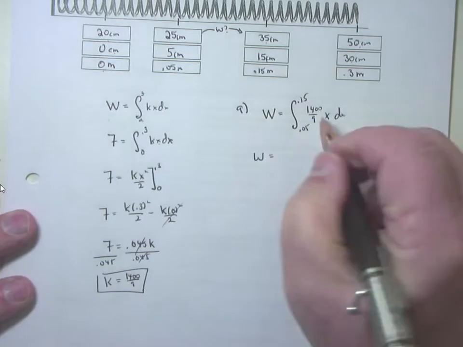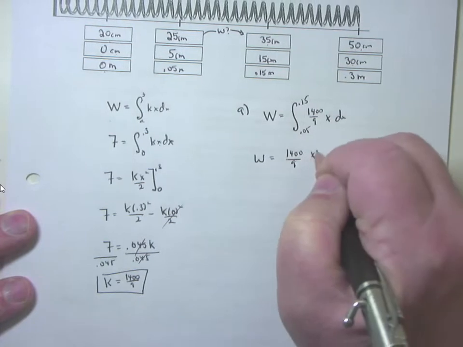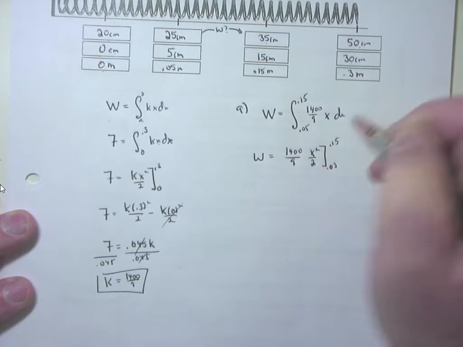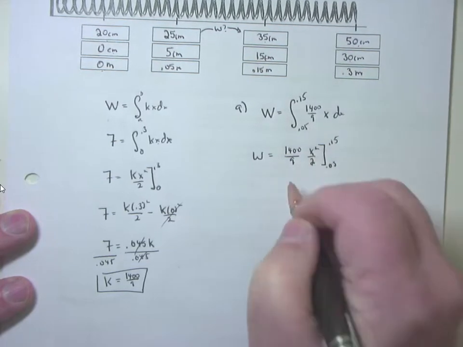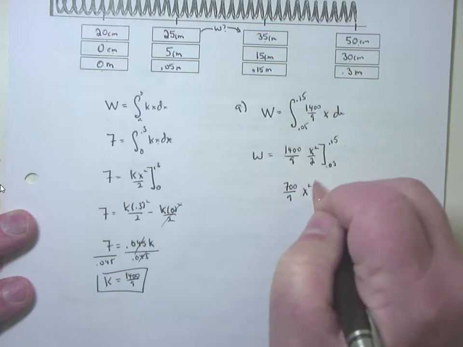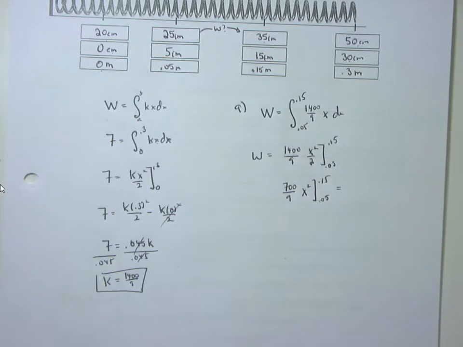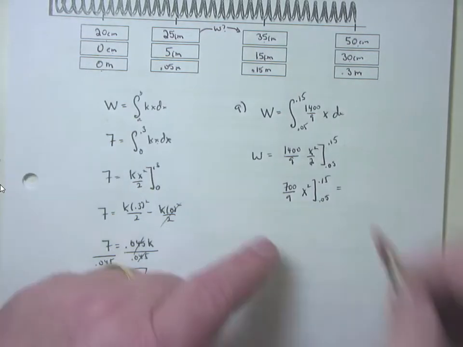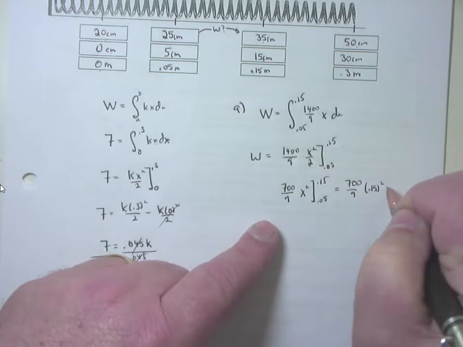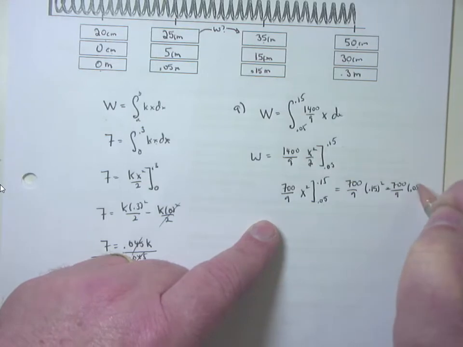Work is equal to 1400 over 9 is a constant. Integral of x is x squared divided by 2, evaluated from 0.05 to 0.15. I'm going to clean this up. 2 goes into 1400, 700 times. 700 divided by 9 times x squared, evaluated from 0.05 to 0.15. And then according to the fundamental theorem, plug in top minus plug in bottom, I get 700 over 9 times 0.15 squared minus 700 over 9 times 0.05 squared.